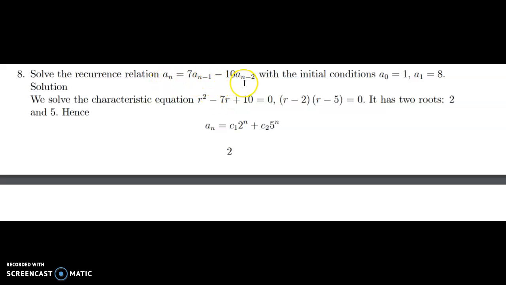Replace n with 2. You get A2 equals 7A1 minus 10A0. And then replace A2 with R squared, A1 with R, A0 with 1. Move everything to the left. You get this equation. This is called the characteristic equation for this recurrence relation. Find the roots of this quadratic equation. Factoring is easy here, but you can always use the quadratic formula if you cannot see how to factor.